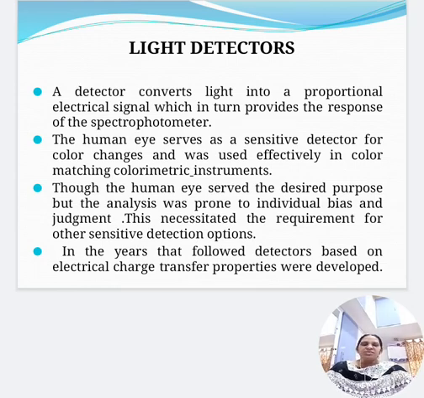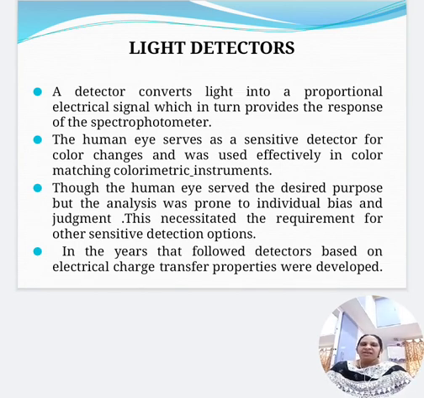Many a times this photocurrent, the current produced by the light detectors, is said to be photocurrent. This current will require amplification, particularly when measuring low levels of radiant energy.